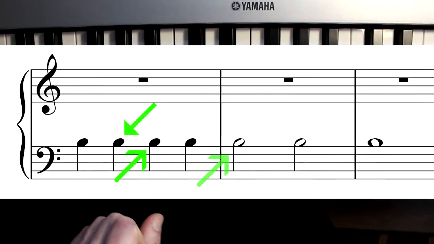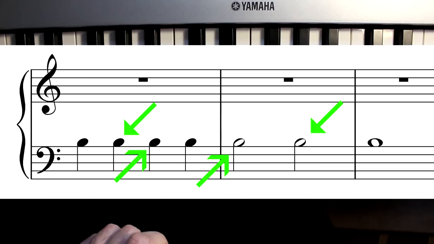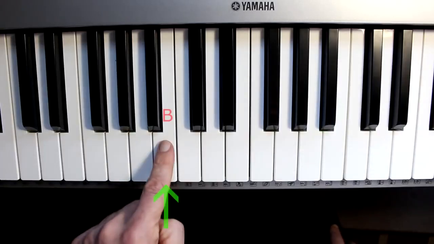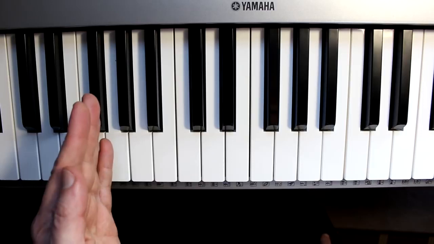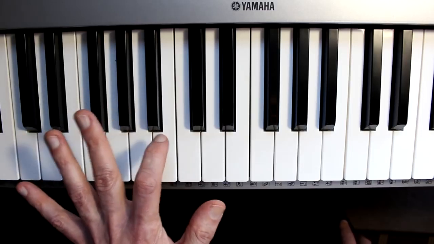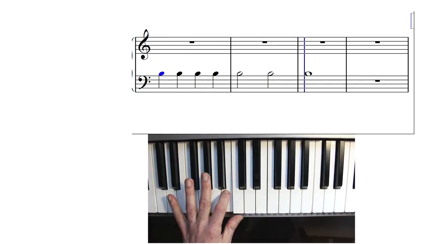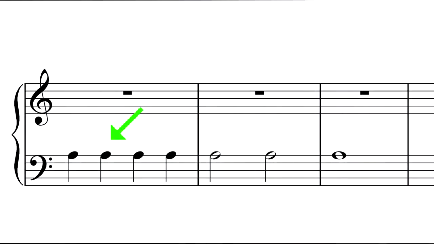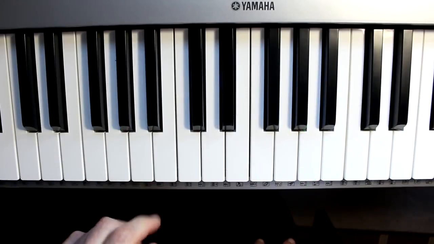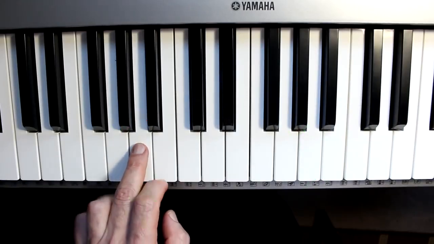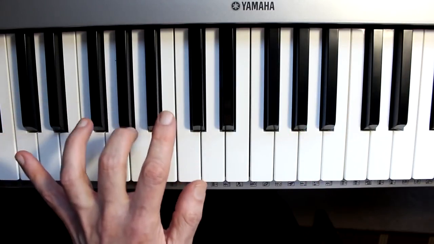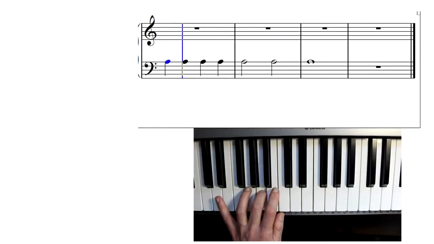This note on the left hand is called B. Every time you see 1, you play this key with this hand and at the moment with this finger. This note on the left hand staff is called A. Every time you see 1, play this key with this hand and at the moment with this finger.